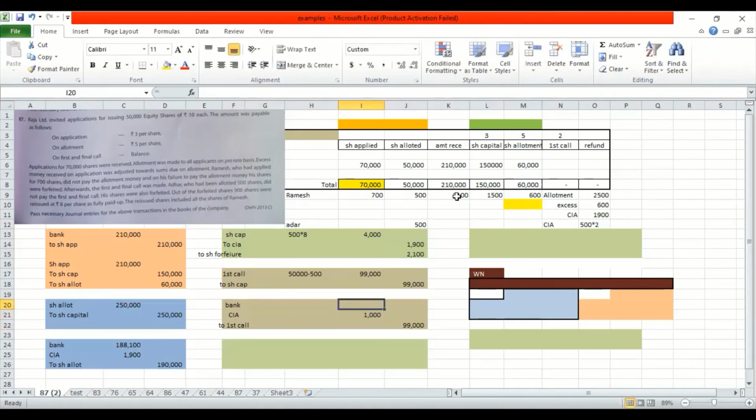Call in arrears is 1,000 and this one is 98,000. I hope these things are very much clear. These are the sums which come in the board exam, so you should have your concepts clear.